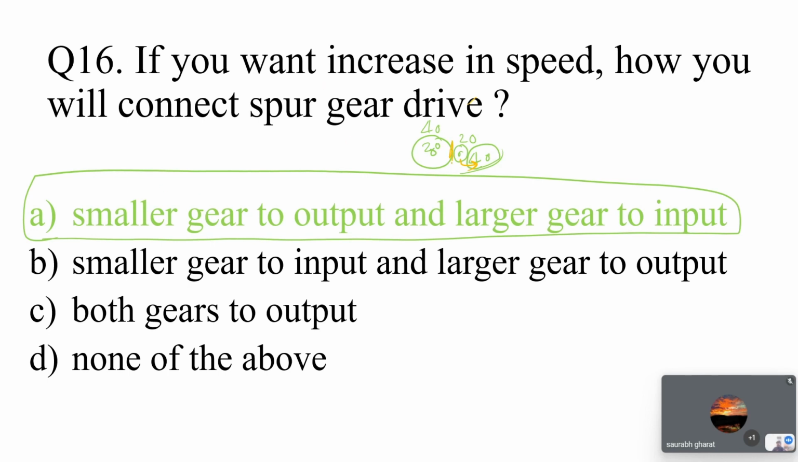This is the transfer line. Okay, this is 20 and this is 20, so this can be reversed. So your rotation is increased here. Okay, you can get increased speed at the output. So this is A, your correct answer.